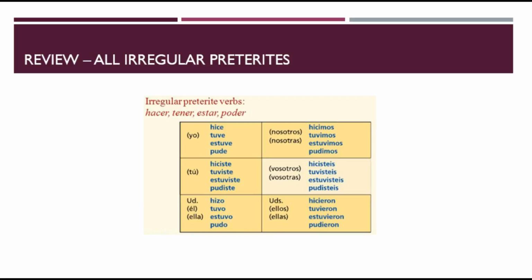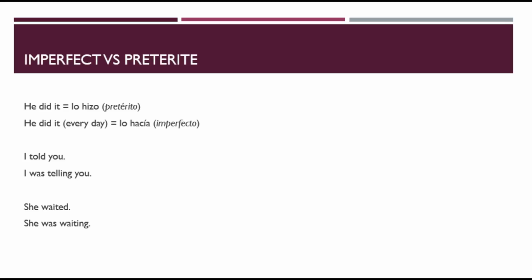These are most of the irregular preterite verbs that you've had. You can say tuve and estuve. In each one, you'll notice that tuve and estuve are identical except for the es at the beginning. Hice, I did. Pude, I could, or I managed to.